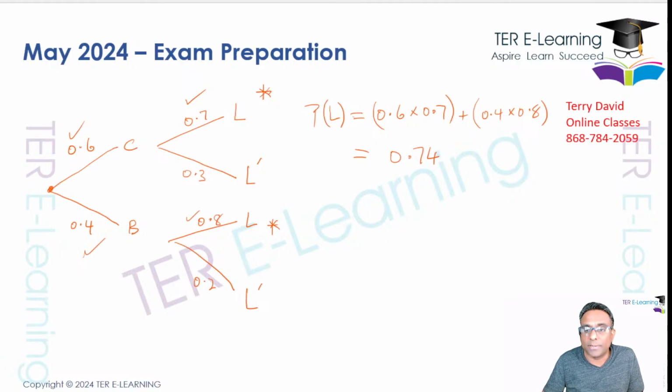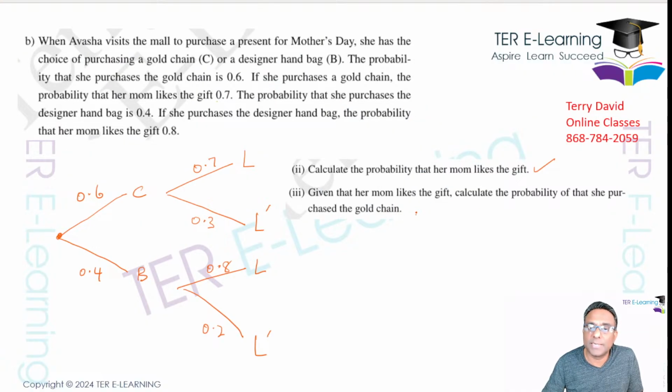Right, next one here. Could you all work out the second part for me here? This part. Given that her mom likes the gift, calculate the probability that she purchased the gold chain.